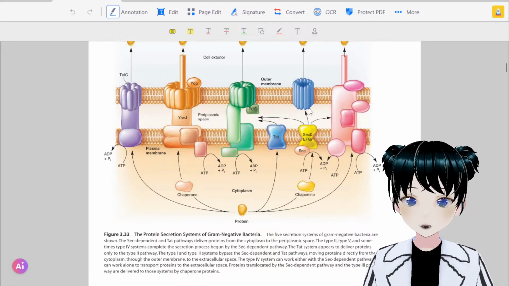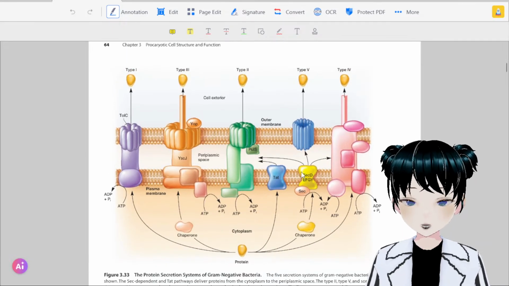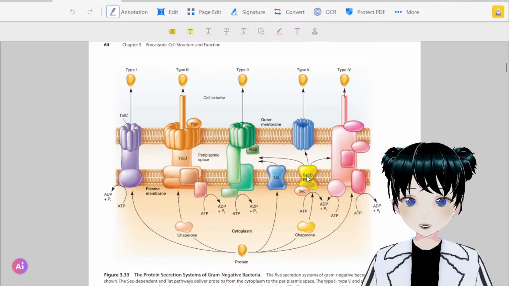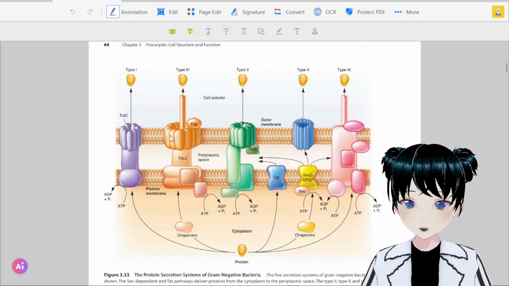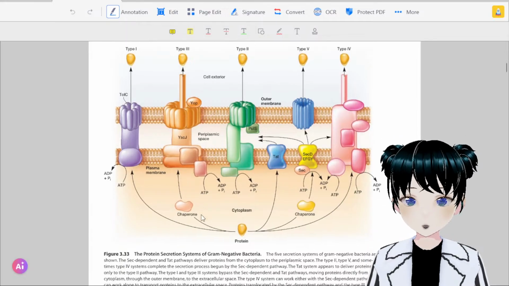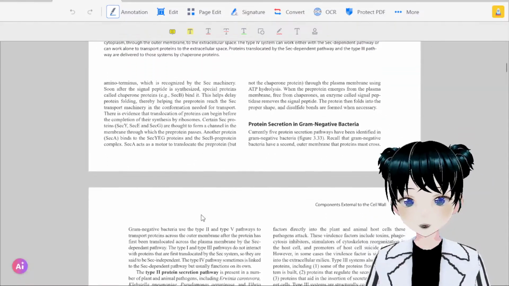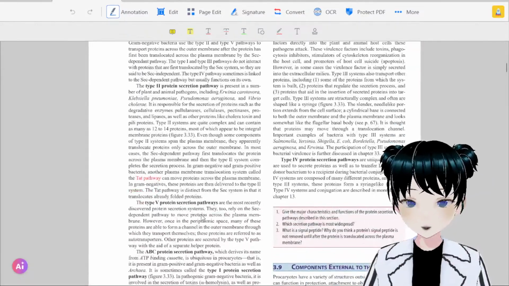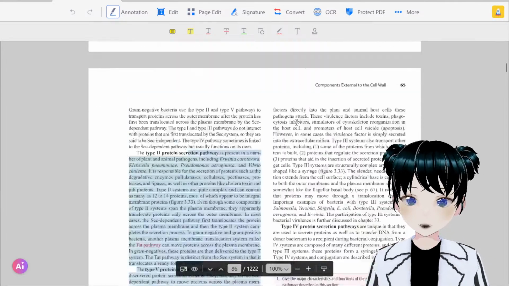What was I saying? You see, these two are not connected, the type 2 and type 4, because there is a space in it. It means they first have to go into this periplasmic space and then to another channel. While in their case, they just go directly to the other channel. They don't have to be in the periplasmic space. So this whole thing, they just explained everything, so we will just read it at the end.